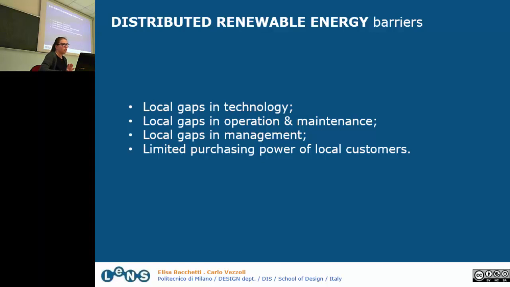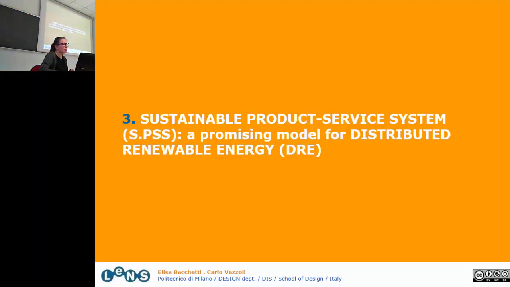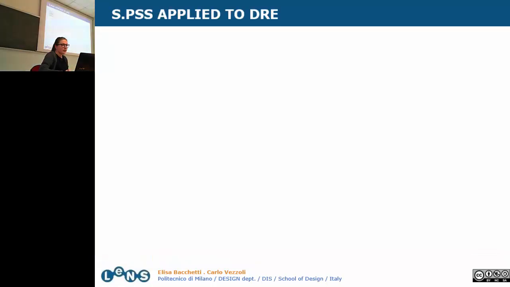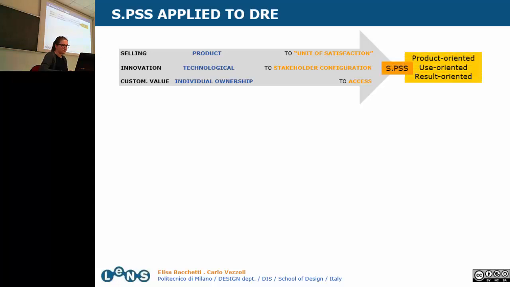So in this sense, to support distributed renewable energy that by itself is promising, we need some offer model that can support it. And for this reason came out the proposal of sustainable product service system applied to distributed renewable energy. So what is going on if I decide that I want to offer distributed renewable energy, but with a system that is supporting it? This was the research hypothesis of the LENSIS project, that was EU funded and that ended in October last year.